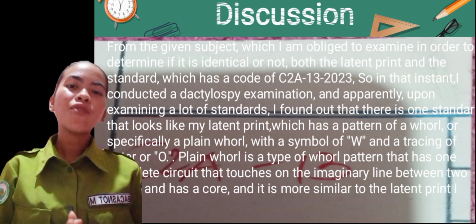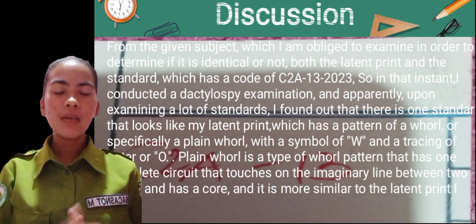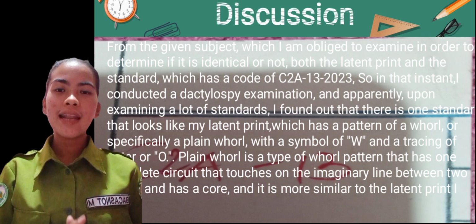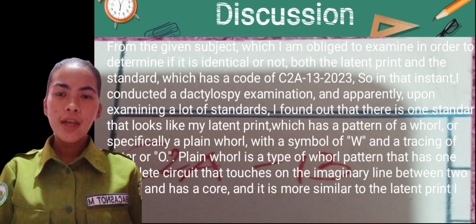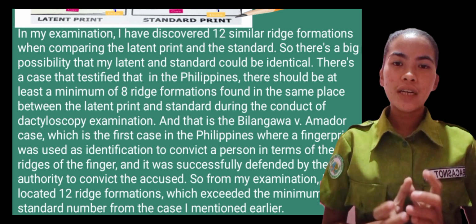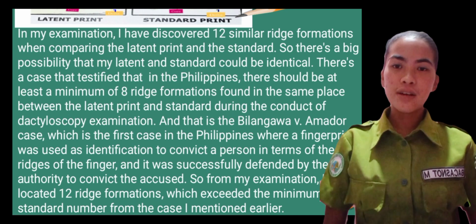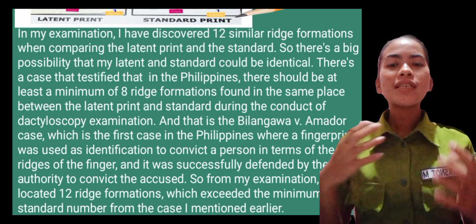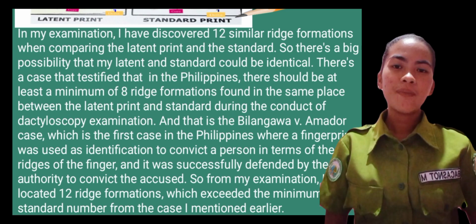Plain whorl is a type of whorl pattern that has one complete circuit that touches the imaginary line between two deltas and has a core, and it is more similar to the Latent print I have. In my examination, I have discovered 12 similar ridge formations when comparing the Latent print and the standard. So, there is a big possibility that my Latent and the standard could be identical.